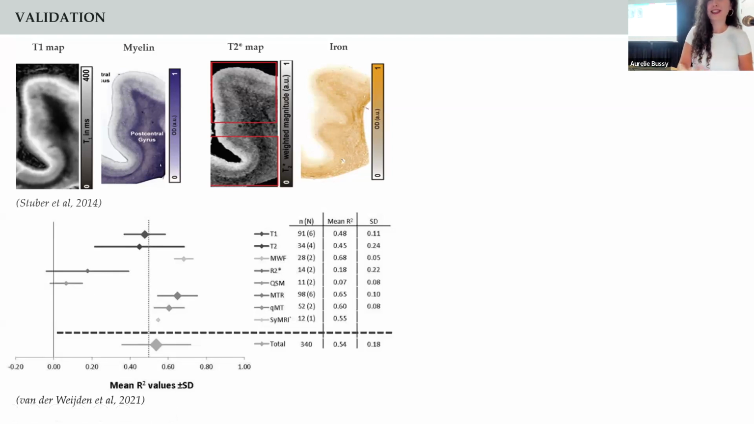Oh my God, I'm confused now. So it's important to know, because if you want to design your study, let's say, and you specifically want to look at myelin, you can look at papers like that which really show proof of what is the best correlate that we can obtain from QMRI.